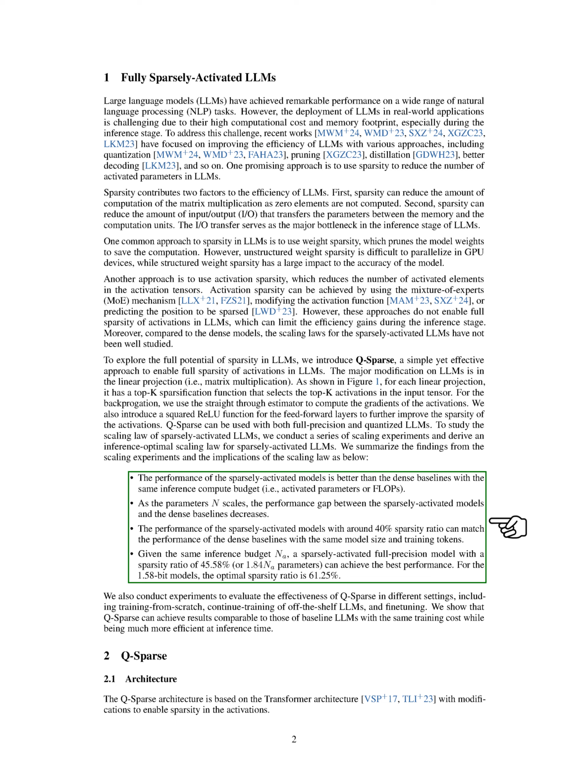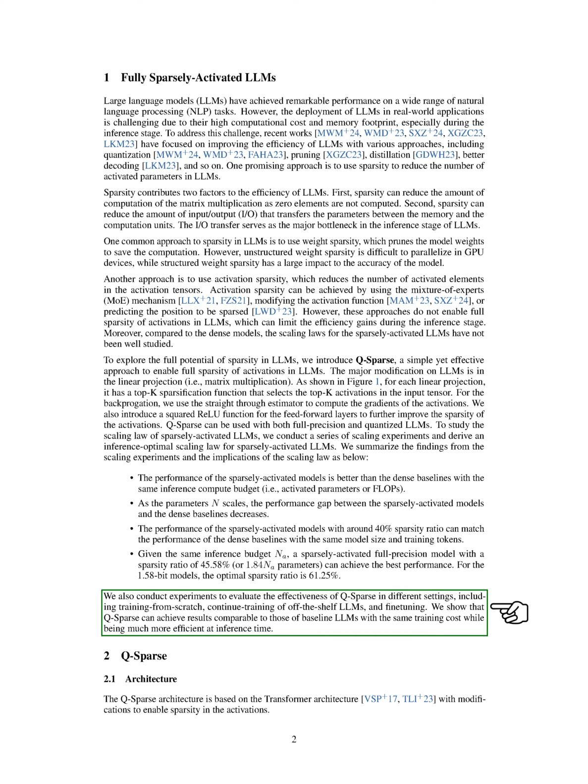With a given inference budget, a sparsely activated full precision model with a sparsity ratio of approximately 45.58% can achieve optimal performance. For models with 1.58-bit precision, the best sparsity ratio is around 61.25%. We also evaluate the effectiveness of Q-Sparse in various scenarios, including training from scratch, continuing training on existing LLMs, and fine-tuning. Our results demonstrate that Q-Sparse can deliver performance comparable to baseline LLMs while being significantly more efficient during inference.